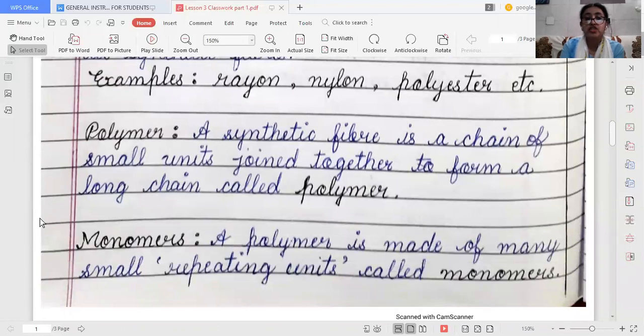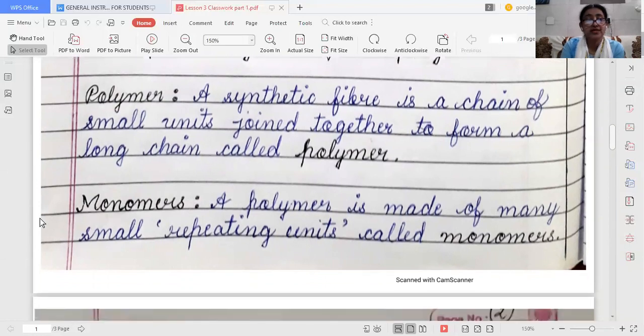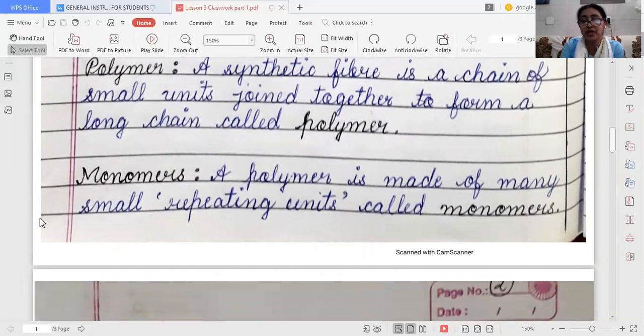Now you will see these new terms: monomers, polymers, polymerization. Now what is a polymer? A synthetic fiber is a chain of very small units which join together to form a long chain, and that long chain is called a polymer. Now what are those small units? Those small units are known as monomers. A polymer is made of many small repeating units called monomers.